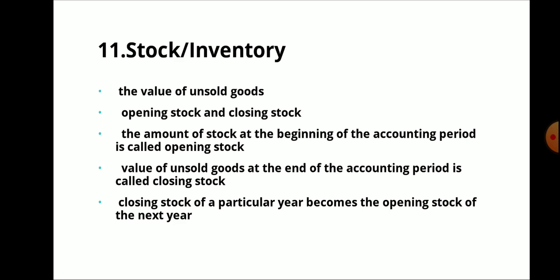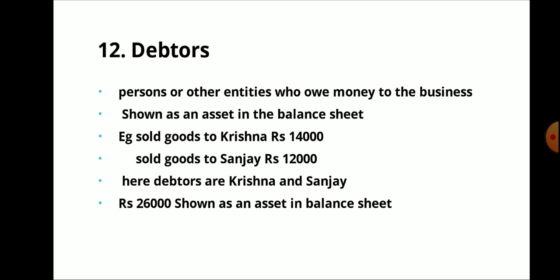11th one, stock or inventory. The value of unsold goods, opening stock and closing stock. The amount of stock at the beginning of the accounting period is called opening stock. Value of unsold goods at the end of the accounting period is called closing stock. Closing stock of a particular year becomes the opening stock of the next year.